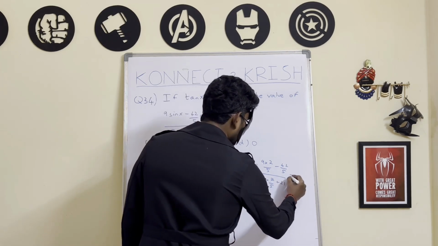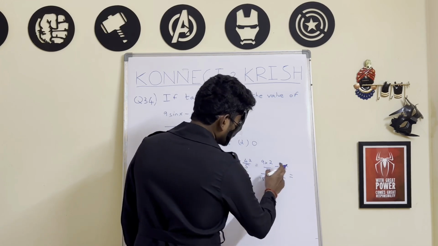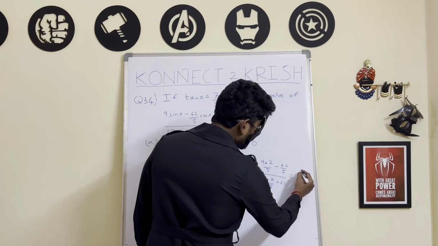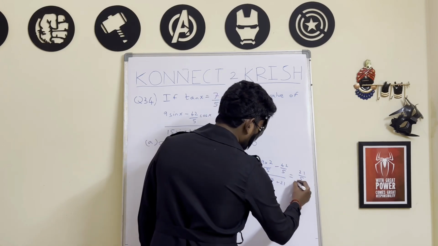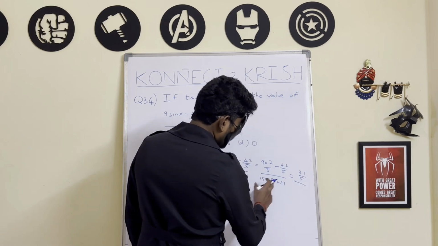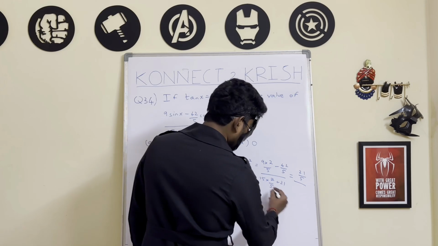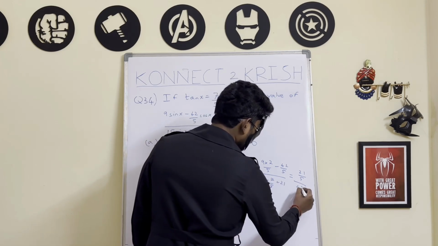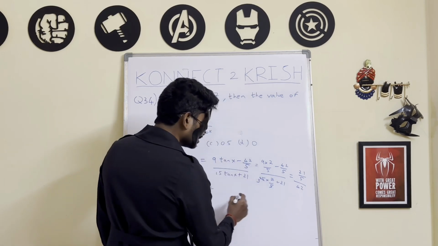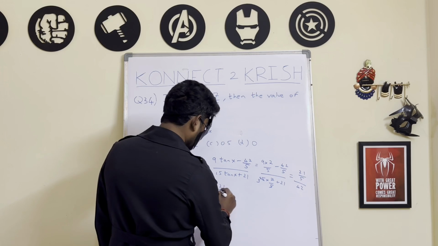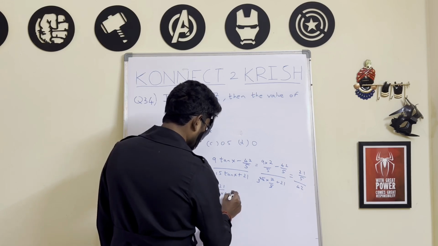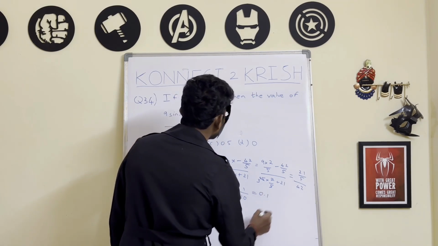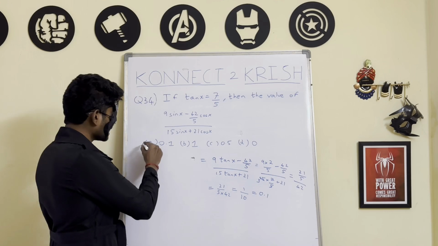This is nothing but 7 nines are 63. 63 minus 42 is 21, so 21 by 5, by 5 threes are 15, 3 sevens are 21, plus 21 is 42. This will be nothing but 21 by 5 into 42. This will be 1 by 10, which is equal to 0.1. So the answer is A, 0.1.